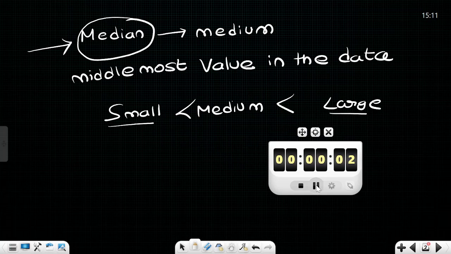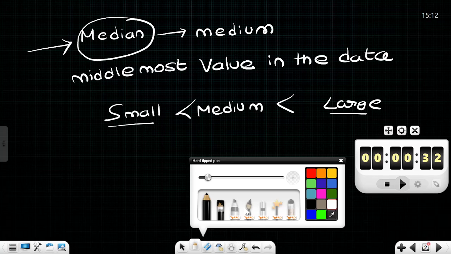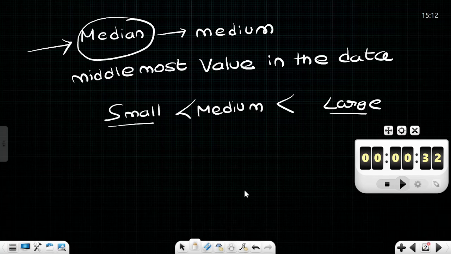From now onwards I will also play this stopwatch, Akshita. I will be giving some time for you. In that time, if you can't complete it, pause the video and note it down. Okay, I'll continue the timer. Please write down.